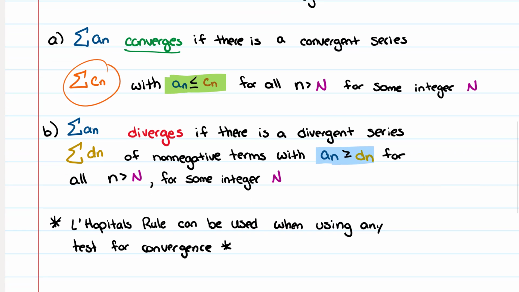Another very important thing to note here is that L'Hopital's rule can be used when using any test for convergence. We just learned about the nth term test for divergence and the direct comparison test. If we need to take a derivative to use L'Hopital's rule, because we're letting n go to infinity, we can do that. Later on, when we learn other rules, we'll find out how useful L'Hopital can really be.